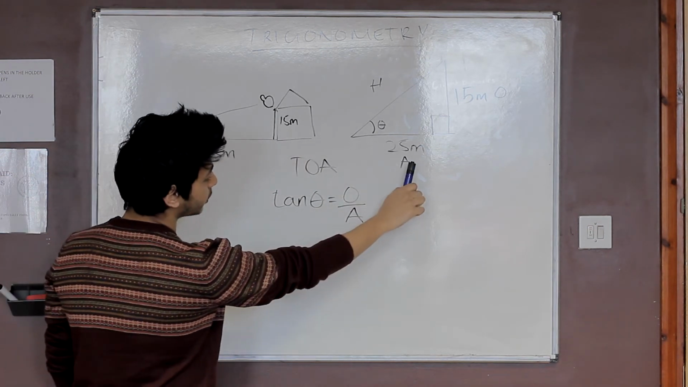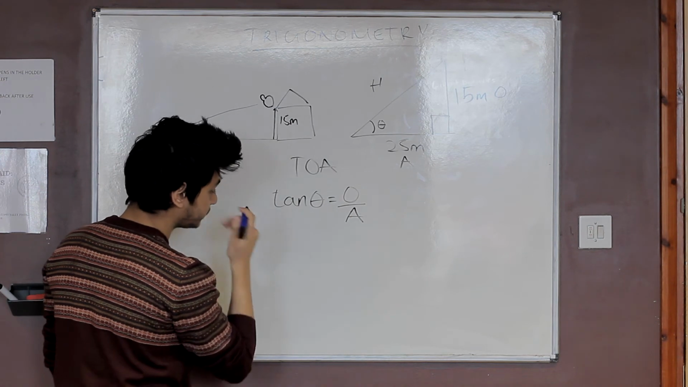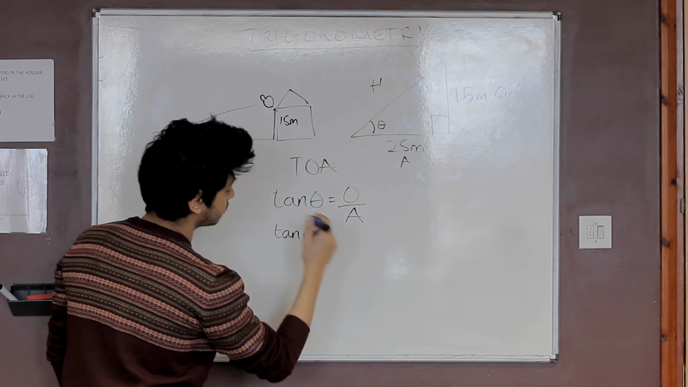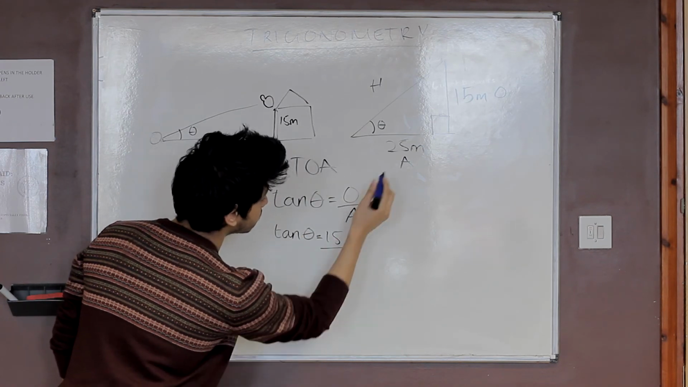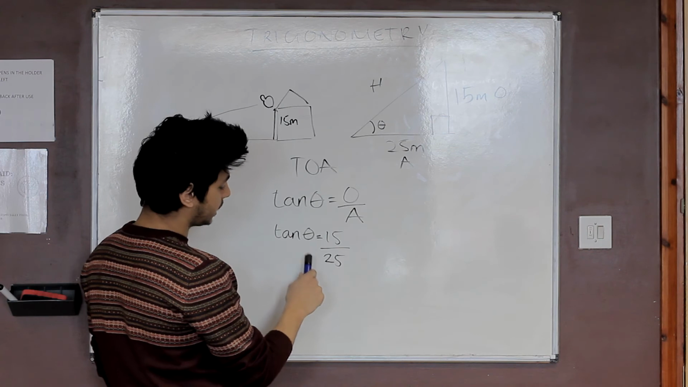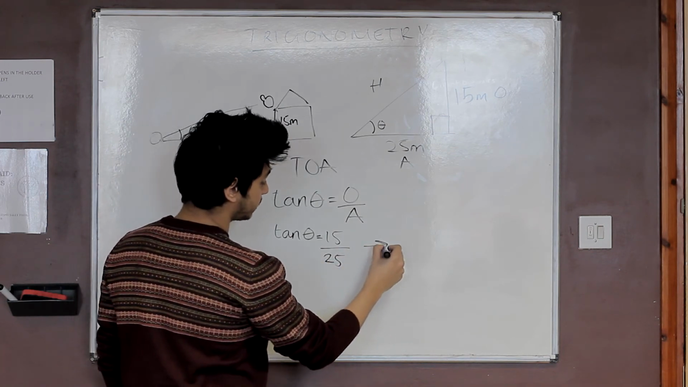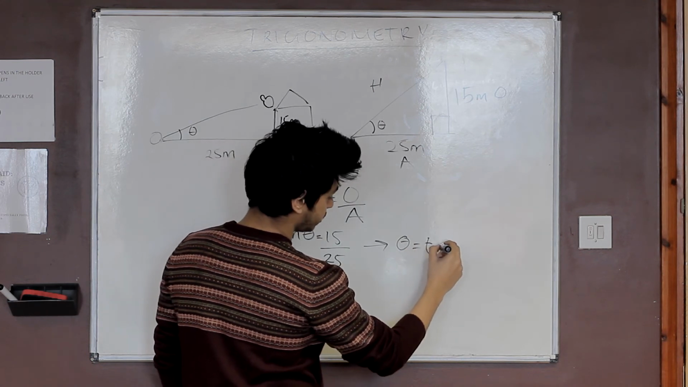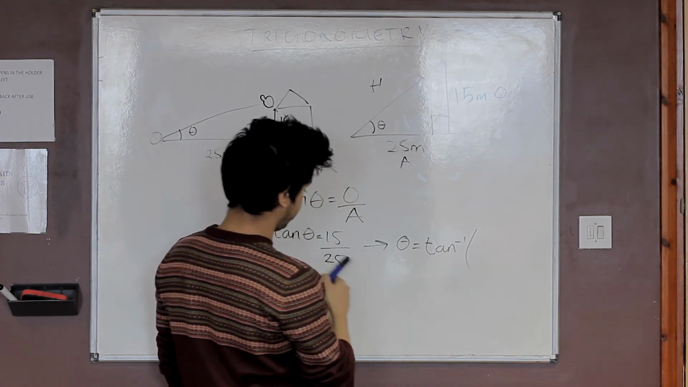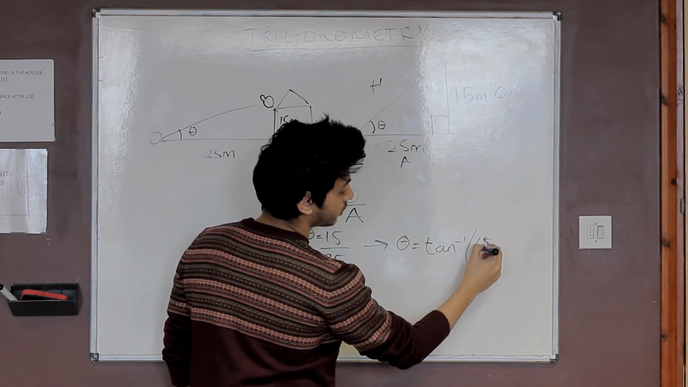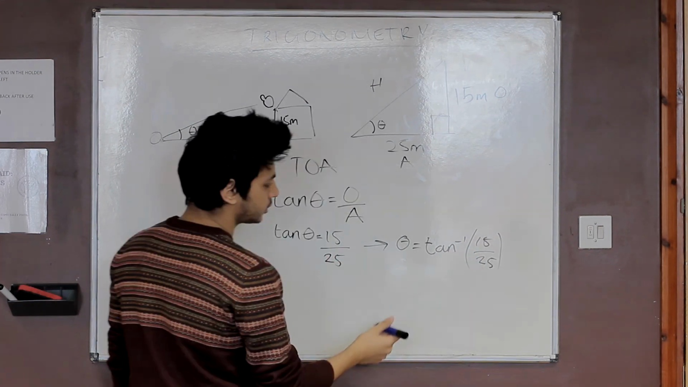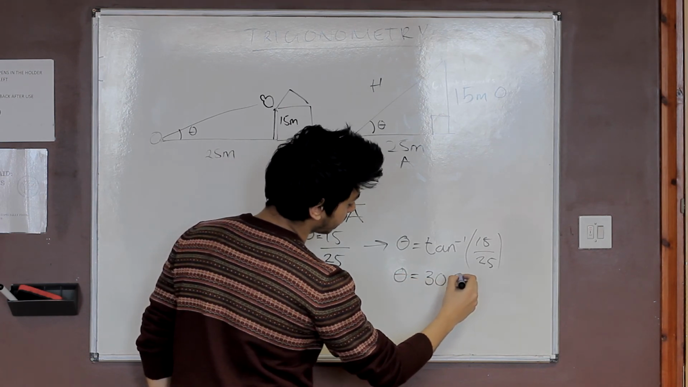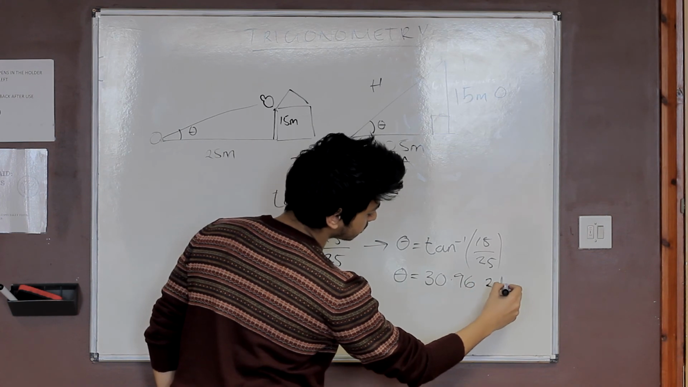We don't know what theta is, but we know what A is and we know what O is, so we can fill that in. That gives us tan theta equals 15 over 25. So now we can rewrite this as theta equals tan inverse 15 over 25. So that gives us the answer of theta equals 30.96 to 2 decimal places.